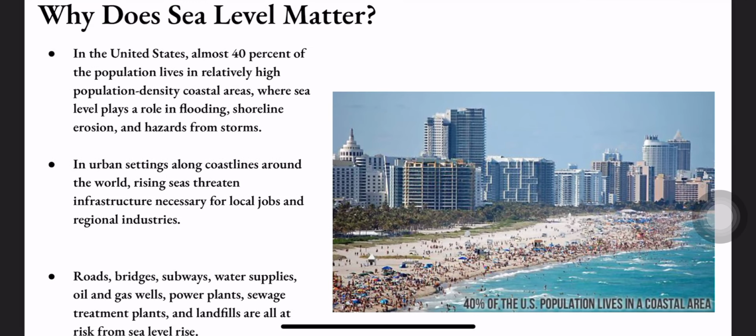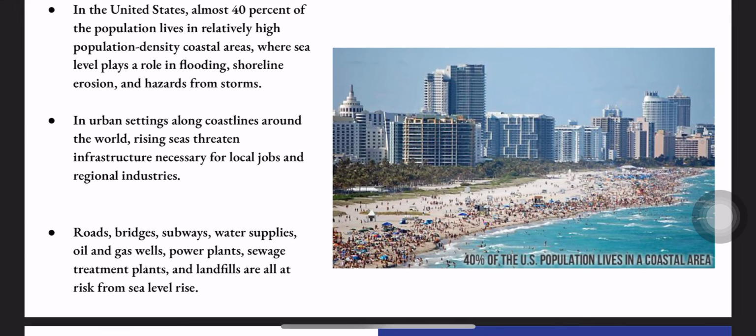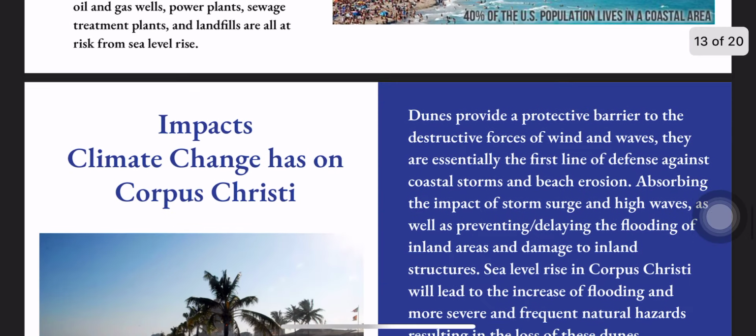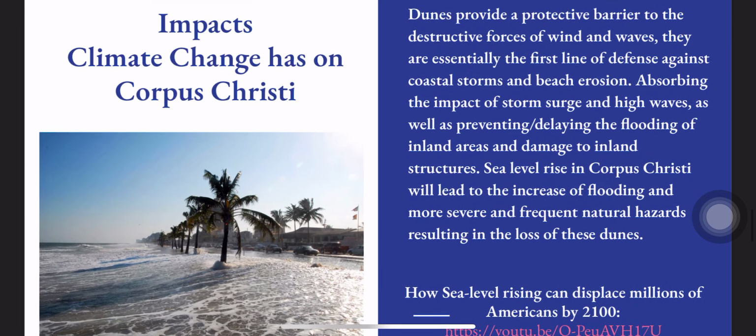In the United States, almost 40% of the population lives in relatively high population density coastal areas, where sea level plays a role in flooding, shoreline erosion, and hazards from storms. In urban settings along coastlines around the world, rising seas threaten infrastructure necessary for local jobs and regional industries. Roads, bridges, subways, water supplies, oil and gas wells, power plants, sewage treatment plants, and landfills are all at risk from sea level rise.